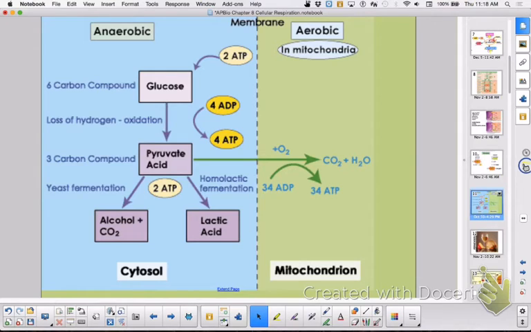Break it in half. How many steps? 10. How many enzymes? 10. What are these called? 2 pyruvic acids. And you reduce some NAD and make some ATP. 2. Good. Now pop right here.